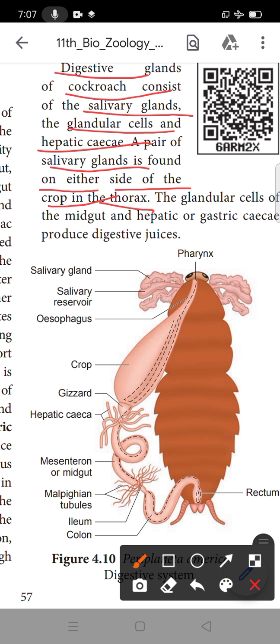So salivary gland, what is the role of the salivary gland? The salivary gland secretes the saliva. It is found on either side of the crop in the thorax. The glandular cells of the midgut and hepatic or the gastric caecae produce the digestive juices.